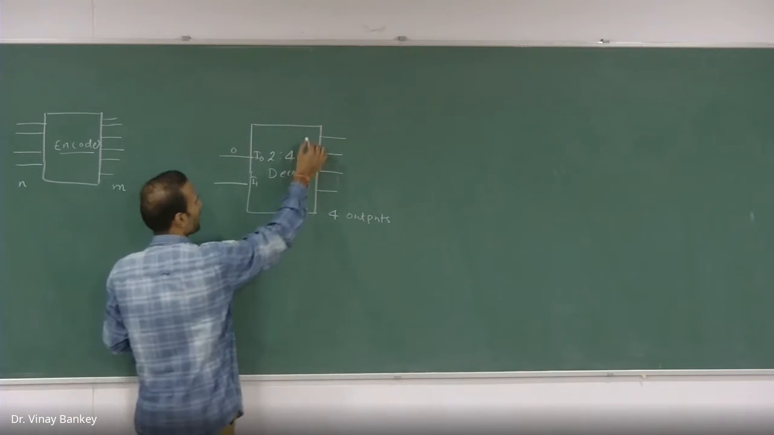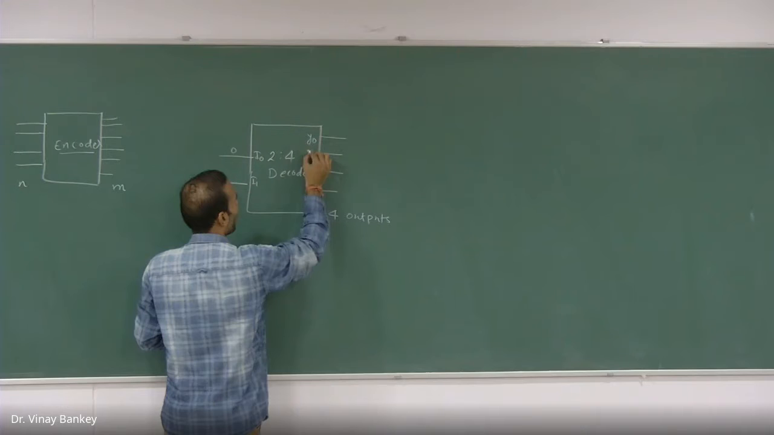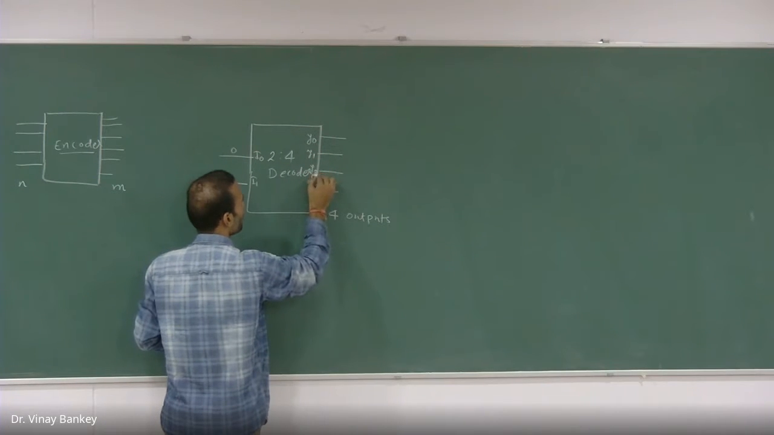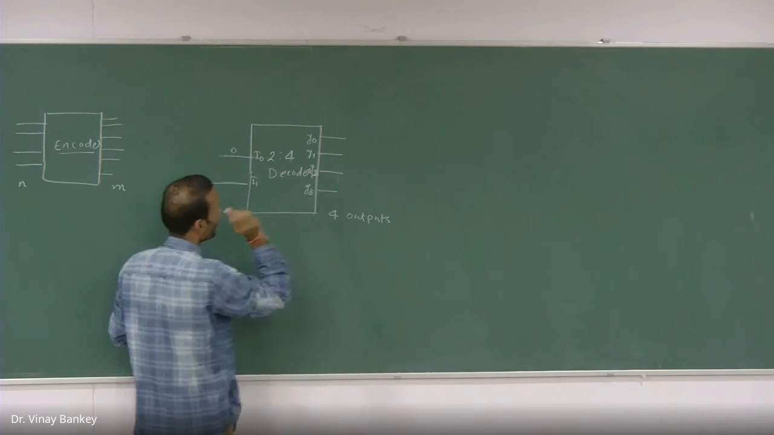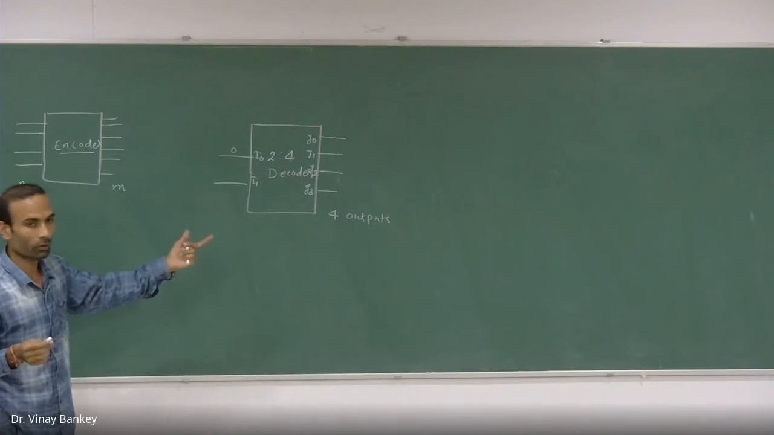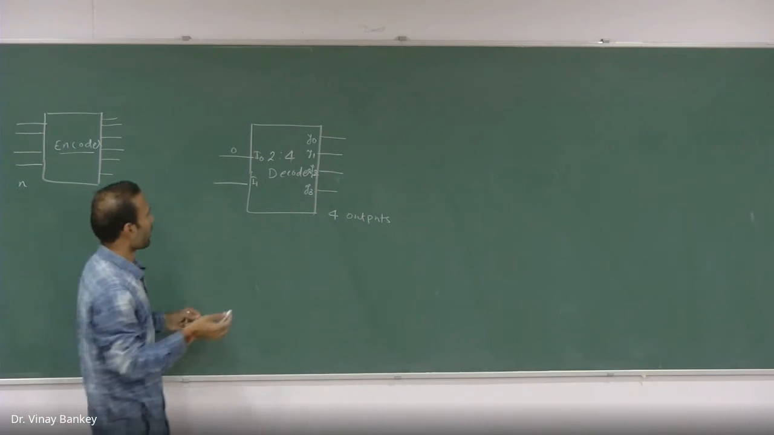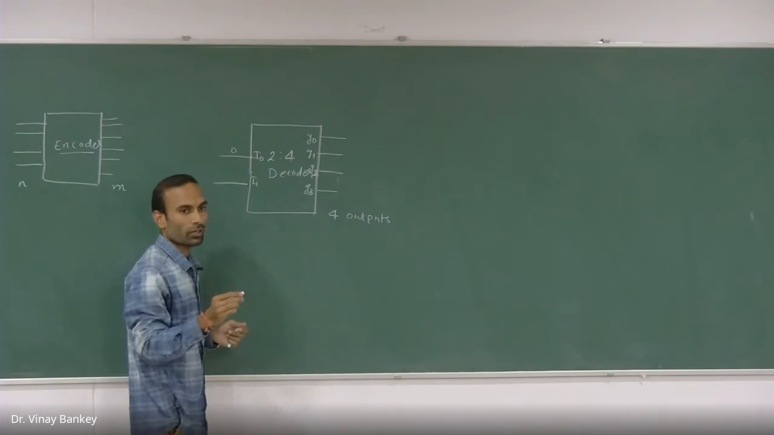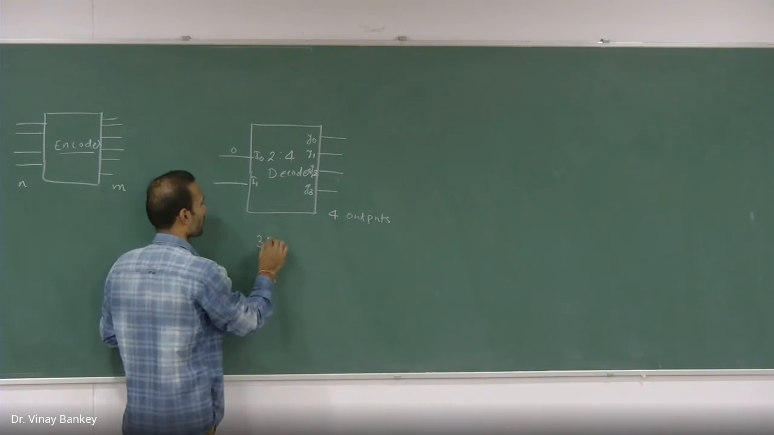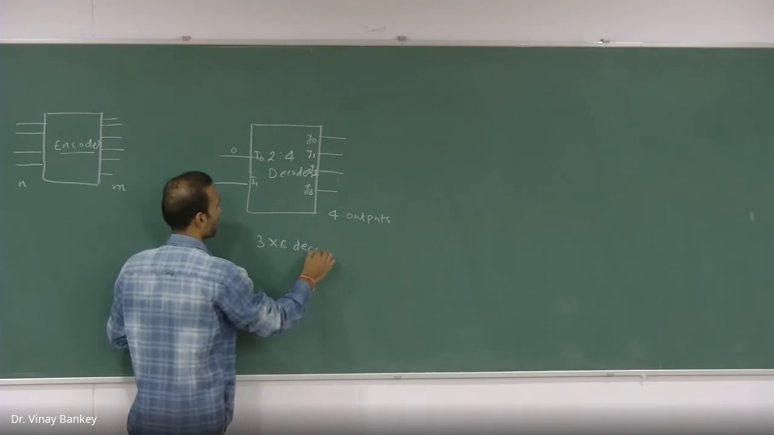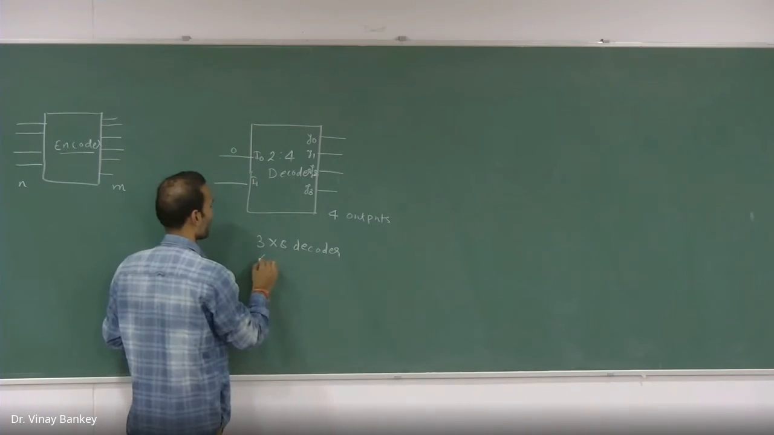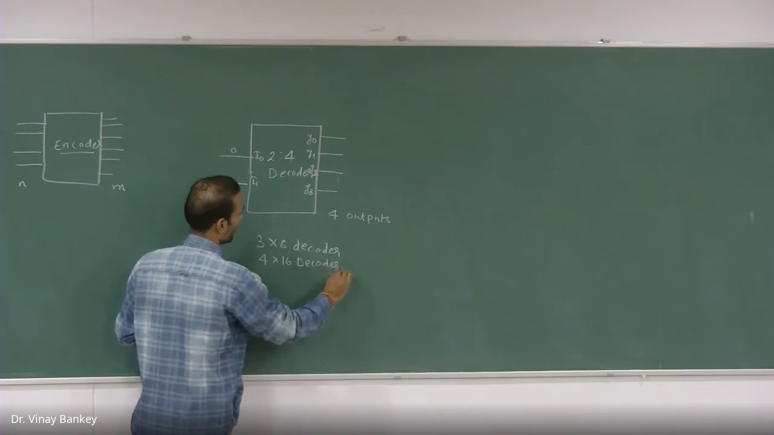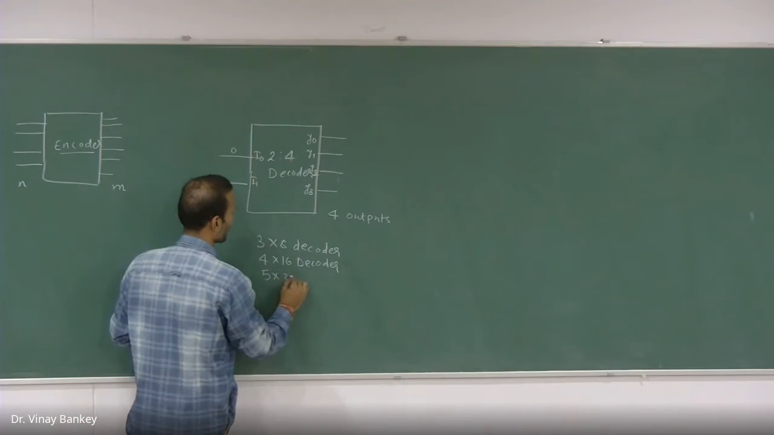So now we will see a few types of decoder. Okay, this is 2x4 decoder. Correct. So this is the basic decoder, the first decoder in digital electronics. You may have 3x8 decoder, 4x16 decoder, 5x32 decoder.